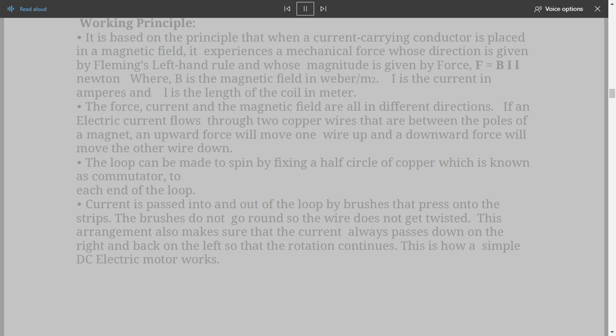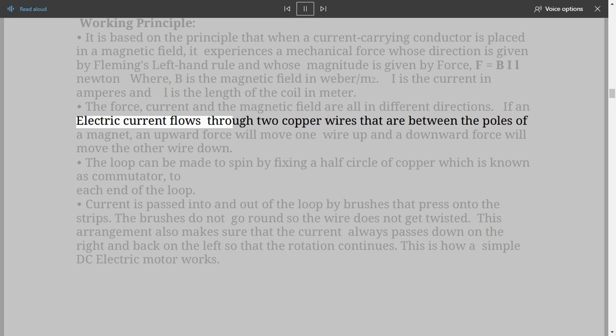It is based on the principle that when a current-carrying conductor is placed in a magnetic field, it experiences a mechanical force whose direction is given by Fleming's left-hand rule, and whose magnitude is given by force F equals BIL Newton, where B is the magnetic field in Weber/m2, I is the current in amperes and L is the length of the coil in meters. The force, current and the magnetic field are all in different directions.